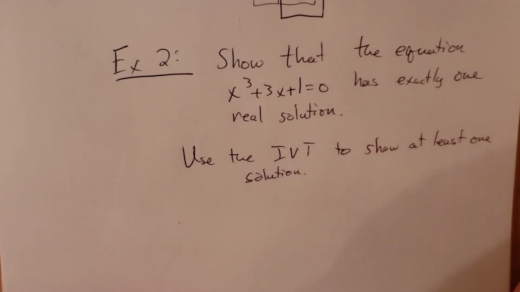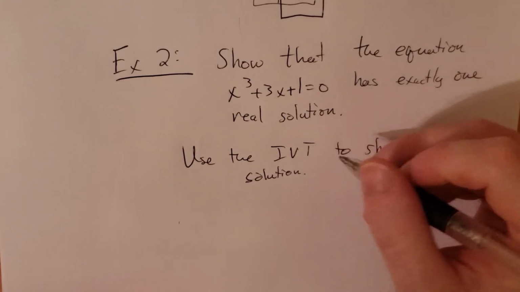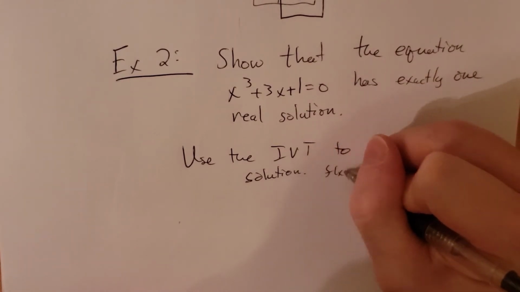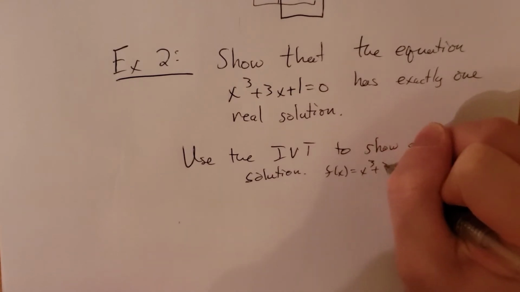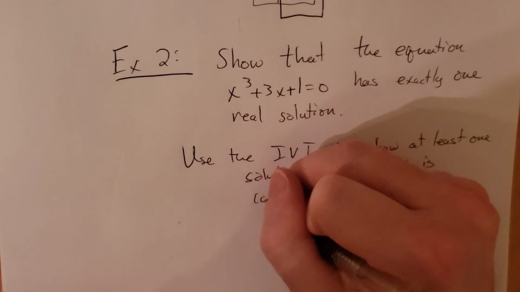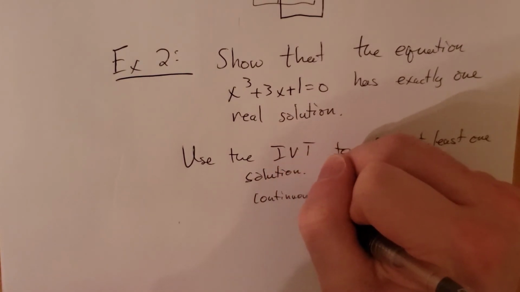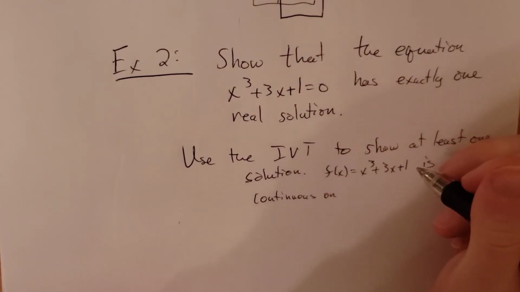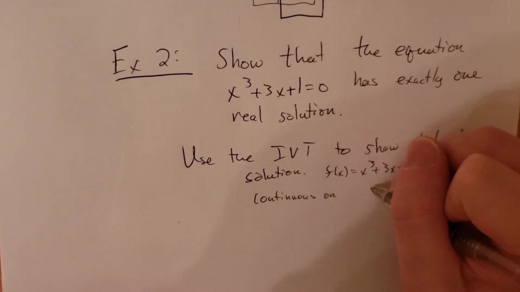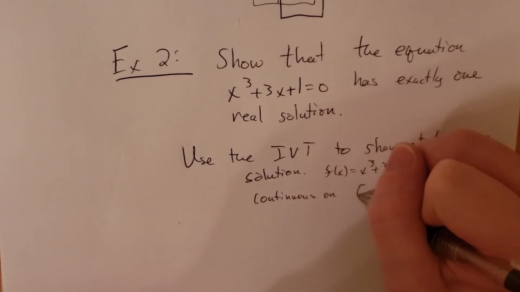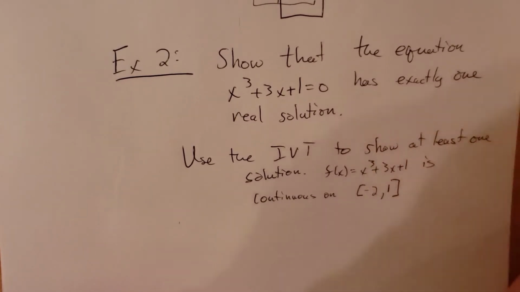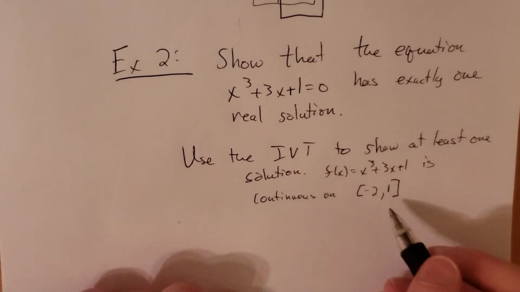So first, to use the intermediate value theorem, you must have that f of x equals x cubed plus 3x plus 1 is continuous on the interval. Well, it's continuous everywhere, but in particular, it's continuous on the interval -2 to 1. Now, why did I choose this interval?